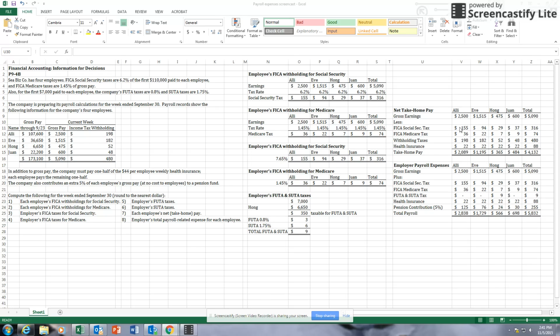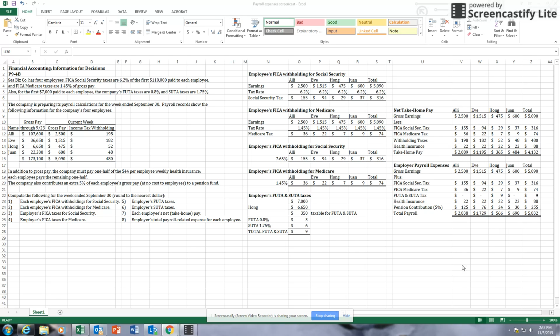So these amounts, the Social Security taxes came from this calculation up here. The Medicare taxes came from our calculation of employee responsibilities in this particular graph. Our withholding taxes came from our income tax withholding that was given to us in the problem, and our health insurance, we are told they pay $44 a week, and 1/2 is the responsibility of the employee. So that is that $22. So if you take the gross earnings, say, of Hong, $475, and you subtract out all those things that are withheld, you get down to $365. And this is the check that Hong would receive from his employer.